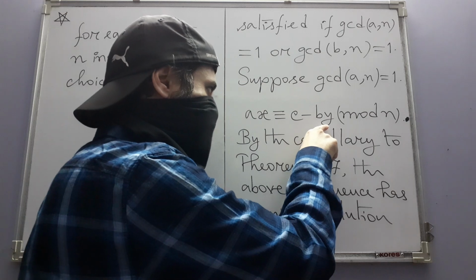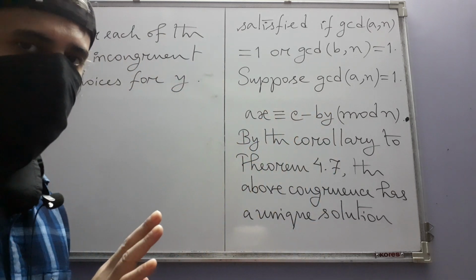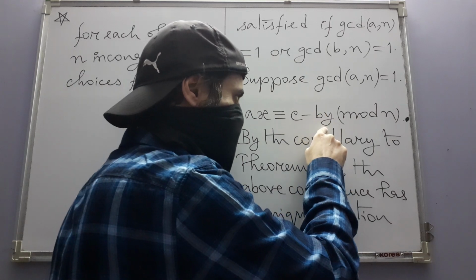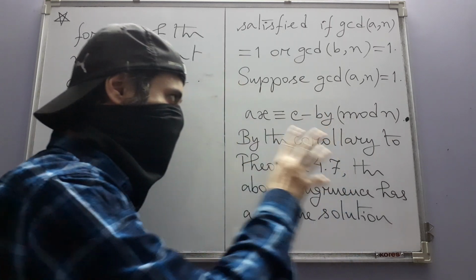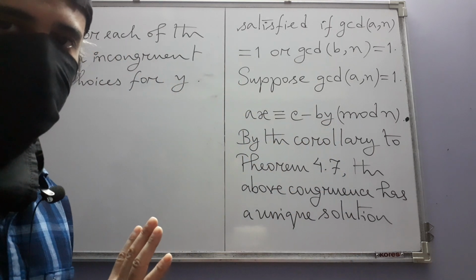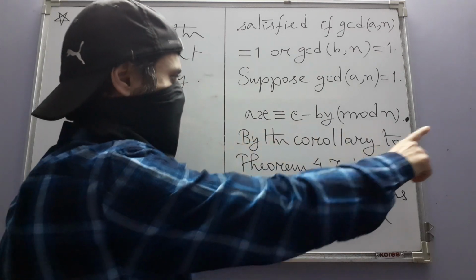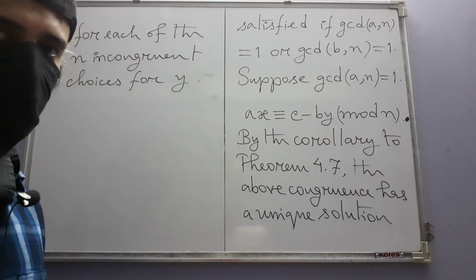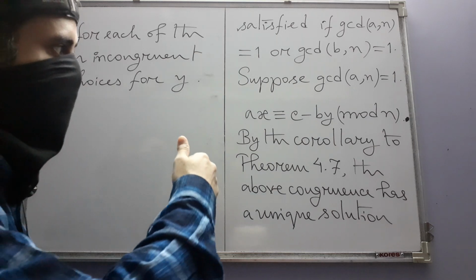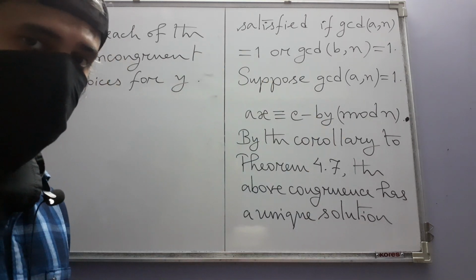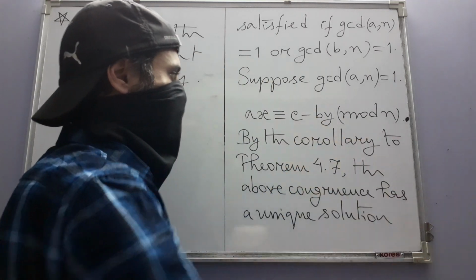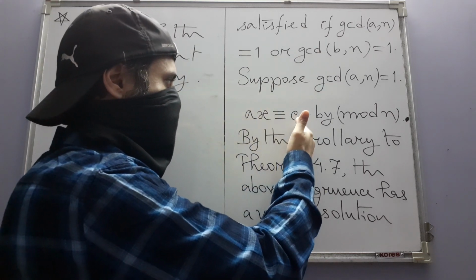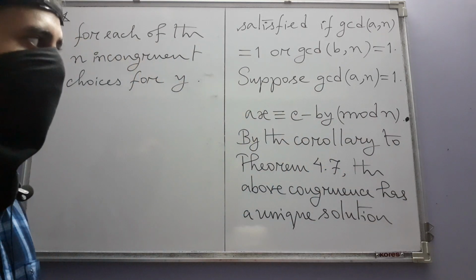You can put any value of y here. Y of course is an integer. You can put any value of y here, and once you choose a value, say y equal to 0, then the congruence reduces to Ax congruent to 0 mod n. Fine, you can choose some other value of y also, say y equal to 1, then the congruence will be Ax congruent to C minus B mod n.